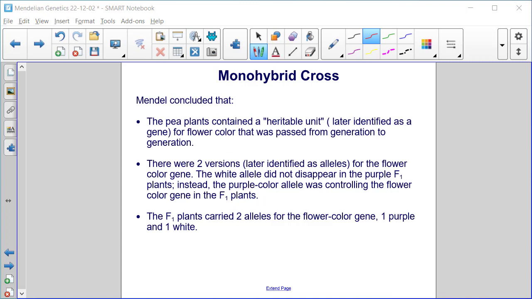Mendel concluded that the pea plants contained a heritable unit, later identified as a gene for flower color that was passed from generation to generation. He also concluded there were 2 versions, later identified as alleles, for the flower color gene. The white allele did not disappear in the purple F1 plants. Instead, the purple color allele was controlling the flower color gene in the F1 plants. And the F1 plants carried 2 alleles for the flower color gene, 1 purple and 1 white.